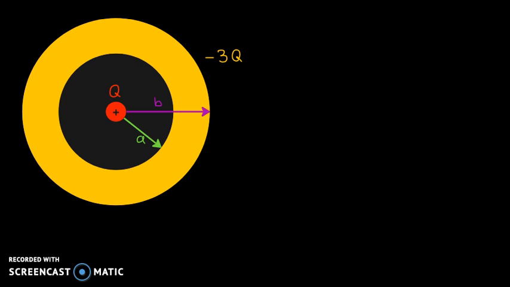In part A of the problem, we're going to calculate the magnitude of the electric field in 3 different regions. First, in the region for R less than A. Second, in the region for R in between A and B. And third, in the region where R is greater than B. So that's outside of the conducting shell.